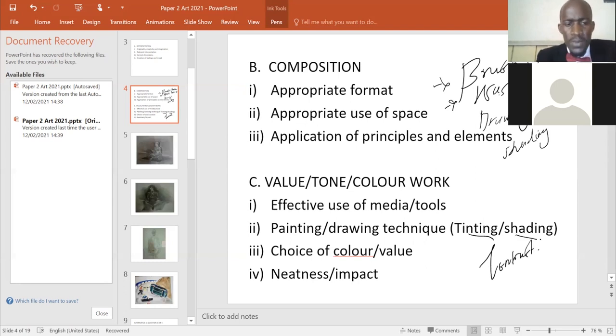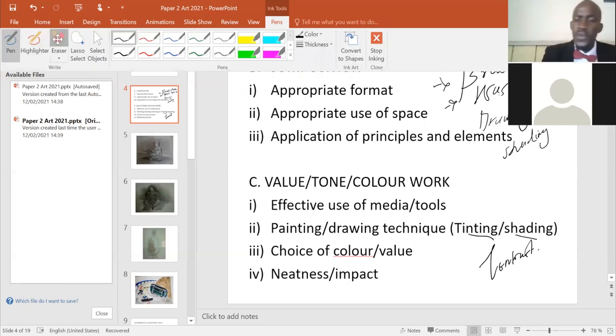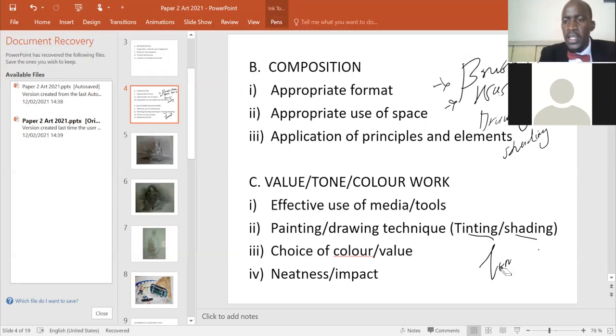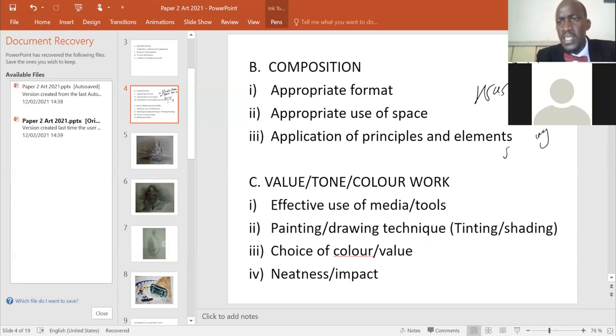That means you must be able to understand the use of the color schemes. You must be competent enough, and you must have a wide knowledge of what we call the color wheel. You must have interacted with the color wheel, or rather created one, in order to be able to understand the color schemes as far as painting is concerned.